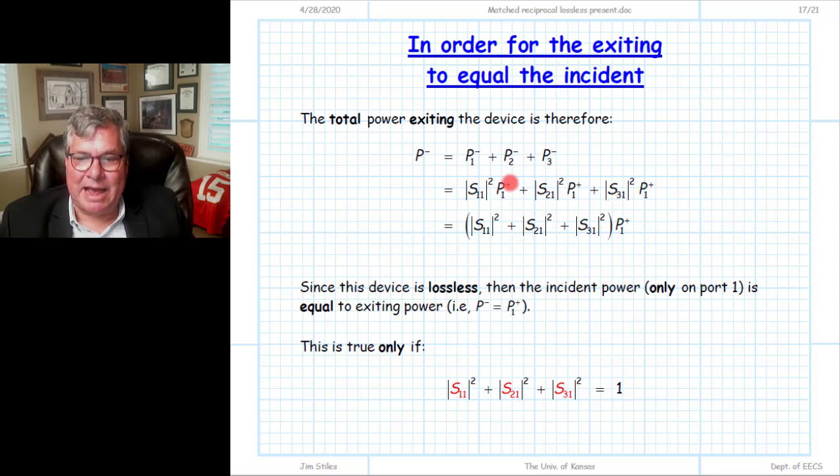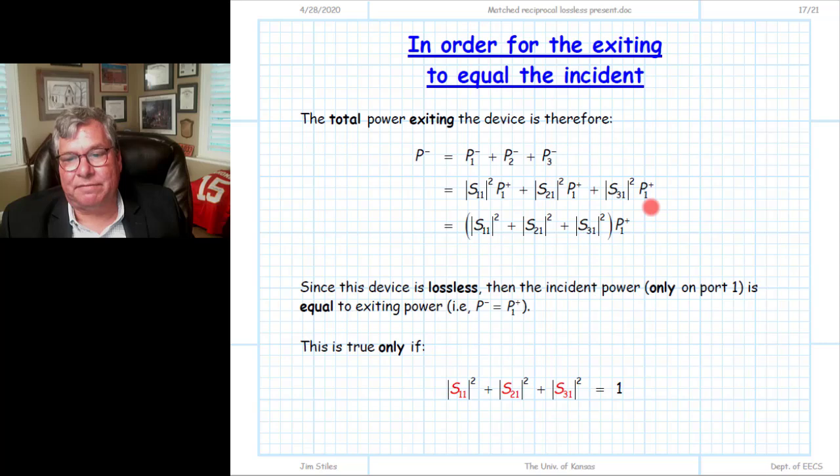And again, these magnitude squares, remember, are going to be real values between 0 and 1, like a reflection coefficient. And so they tell us the percentage of the incident power that is scattered from that port. If S11 magnitude squared is 0.2, 20% of the incident power is scattered out of port 1. If S21 is 0.6, then 60% of the incident power is scattered out of port 2.